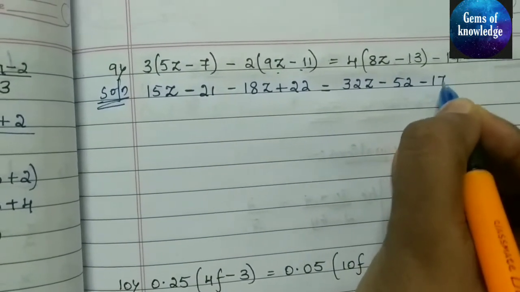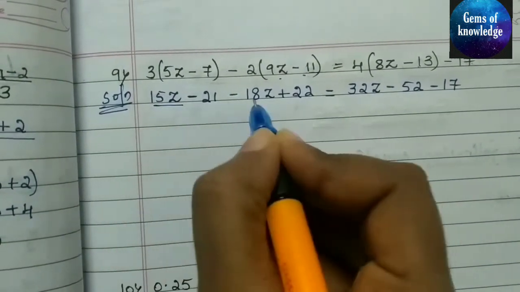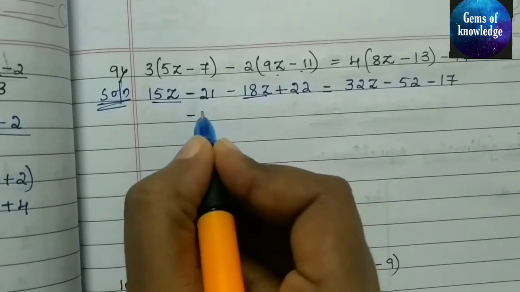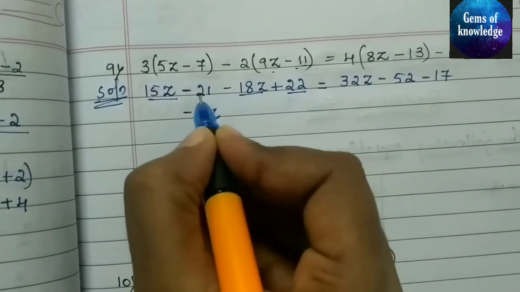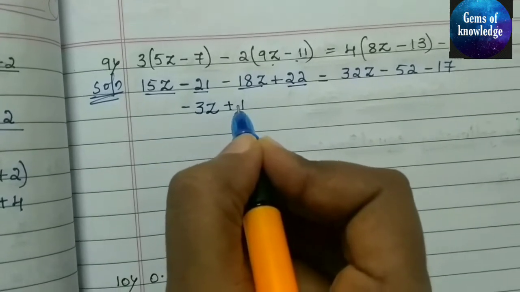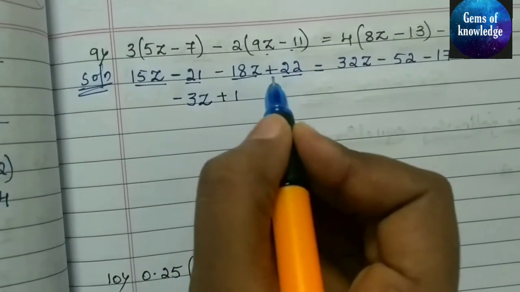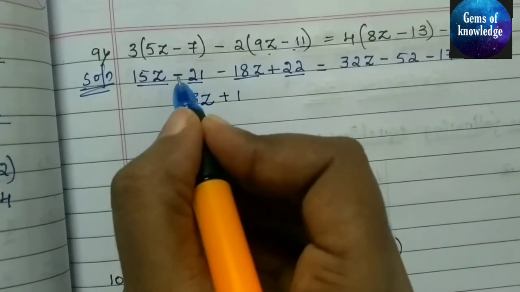minus 17. Okay, next here we'll get the two terms, that is 15z and minus 18z. So we will get here minus 3z. Okay, 22 minus 21. So we will get plus 1. Why are we getting plus 1 here? Because you can see here the greater number is having the plus sign and this is having the negative sign.